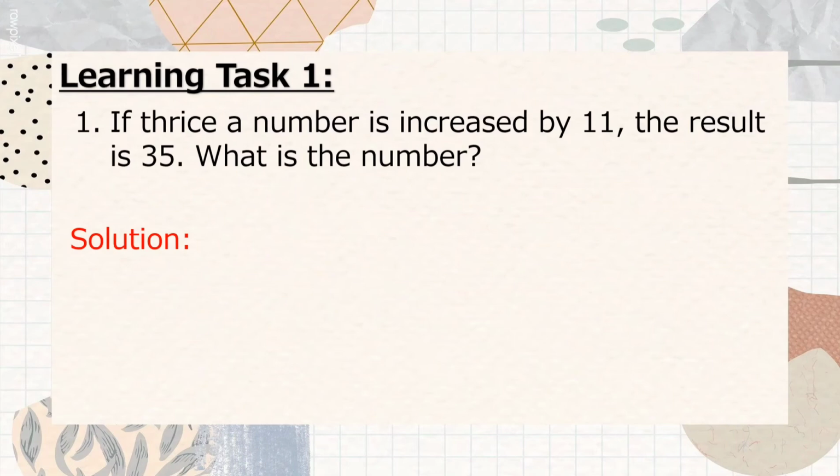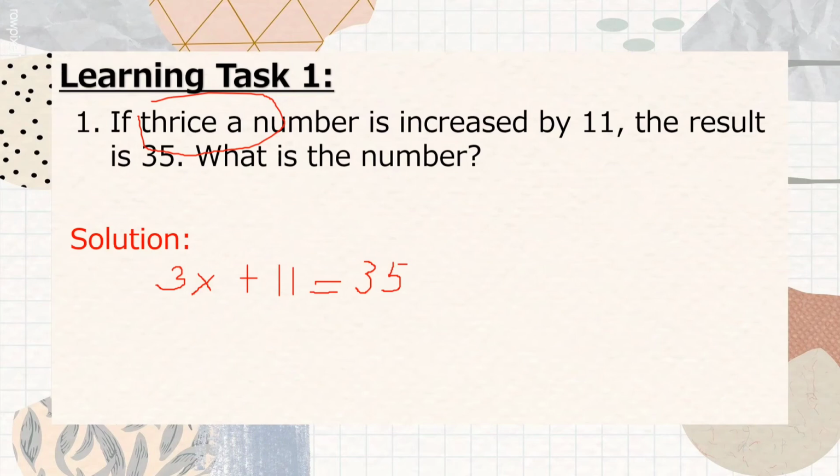an algebraic equation. So let's try with, okay, thrice means 3. Okay, and then a number, so we can use a variable as x. So thrice a number is 3x. And then increase, that means plus. And then 11, of course. Okay, and the result is, okay, that of course is the equal sign, and then 35. So our equation here will be 3x plus 11 equals 35.